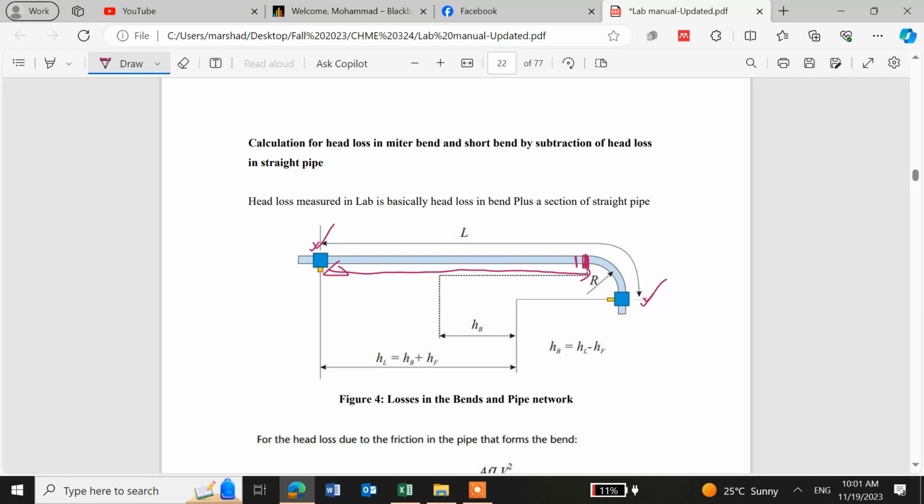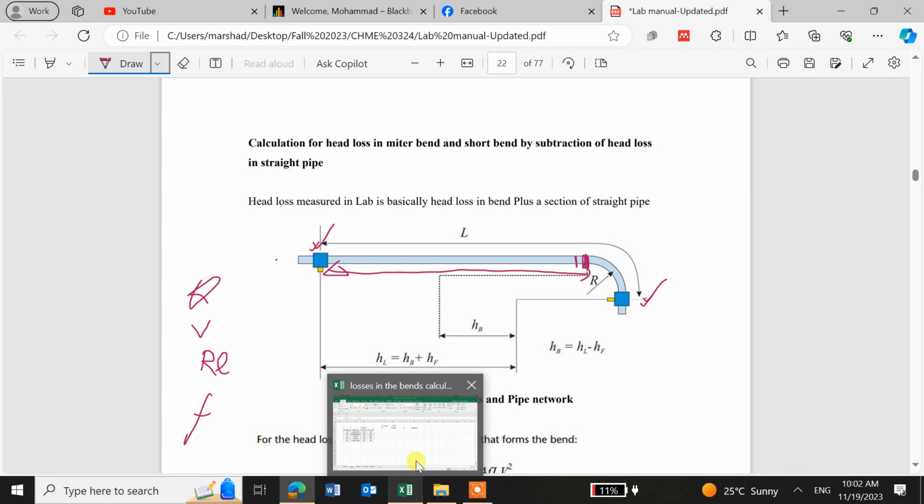So head loss in a pipe, pressure loss in a pipe. You did the last experiment, and we will follow the same procedure. So first of all, we need to subtract this term. How will we know? We will need to find, for a given Q, the velocity, the Reynolds number, the friction factor, and then we will find the pressure drop.